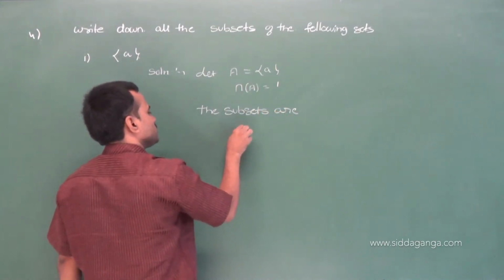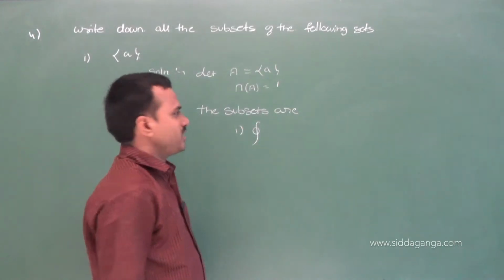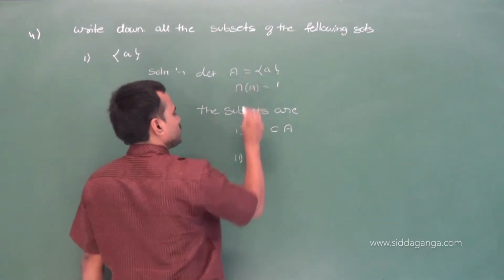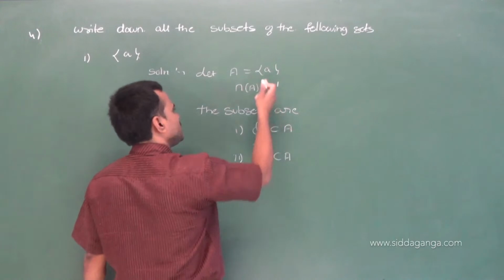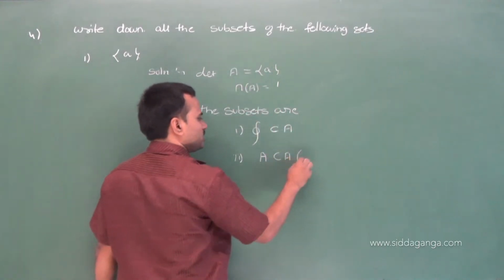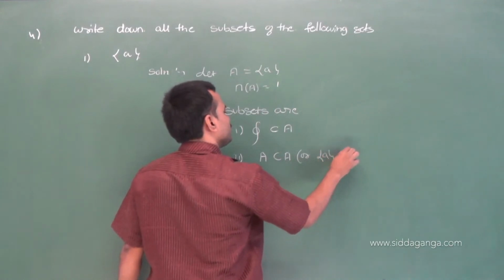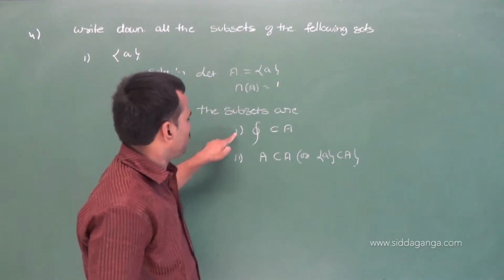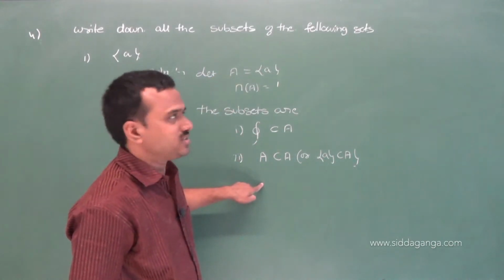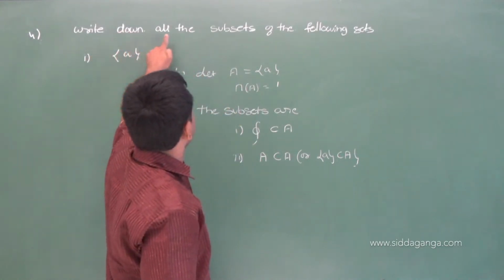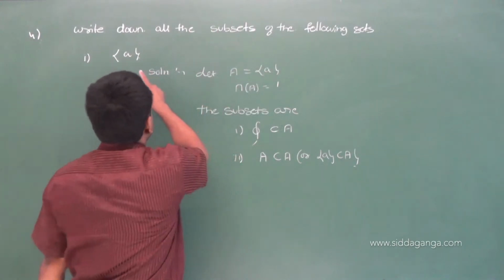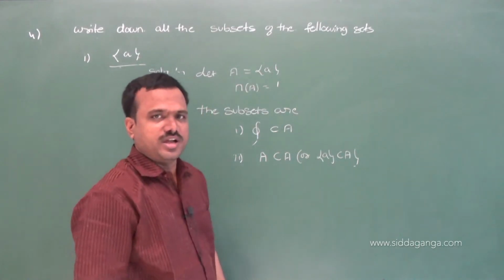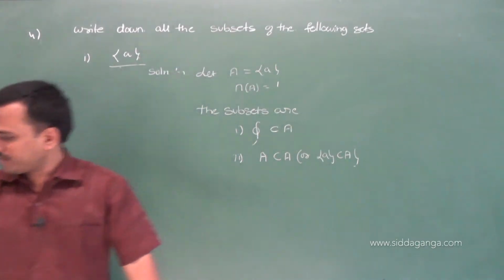are, first one is the empty set, which is a subset of A, correct? Second one is {a}, because it contains only one element. The number of subsets with respect to the given set is 2. One is the empty set, another one is the set itself. What he asked: write down all the subsets. All the subsets of the given set are the empty set and the set itself. Understand? First question is over.